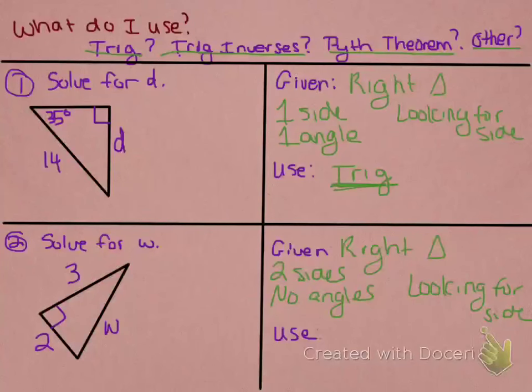For the trig inverses, I would have to be looking for an angle, so it can't be those. To use trig, I would have to be given at least one of the acute angles and one side. I can't use that. For Pythagorean theorem, that's given two sides, looking for one side. I can use that. So for this one, we would use Pythagorean theorem.